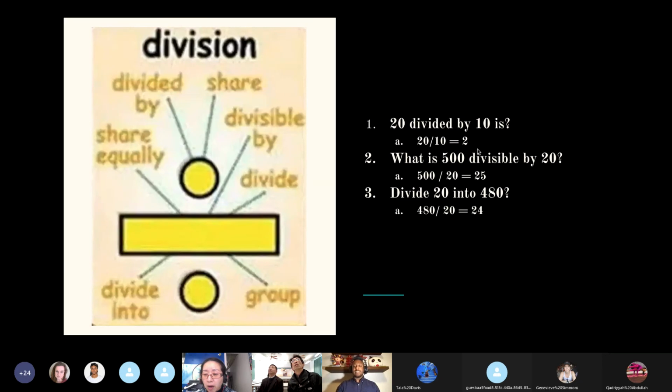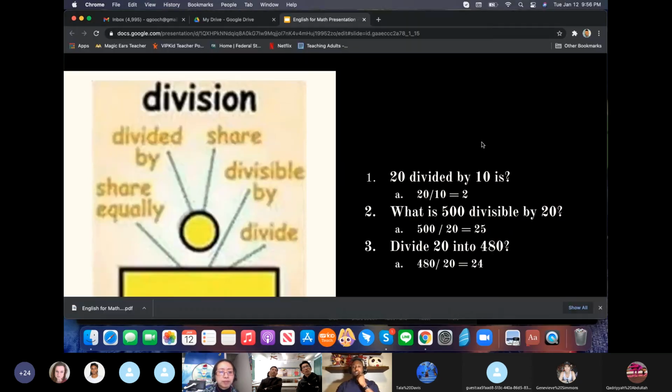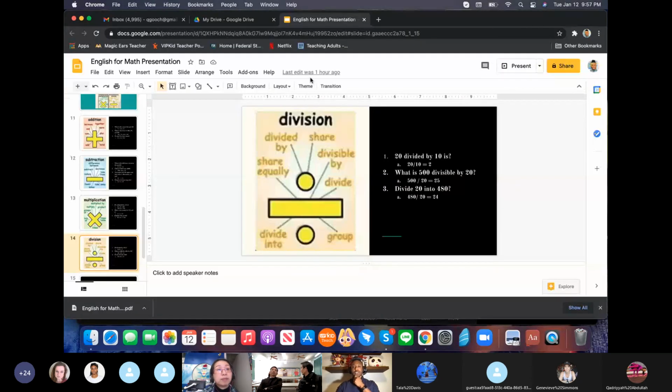Quotient. Yes, I did see an observer bring up the word quotient, which is also another term that we use in division. So that is a good call out too. Thank you for that, quotient.